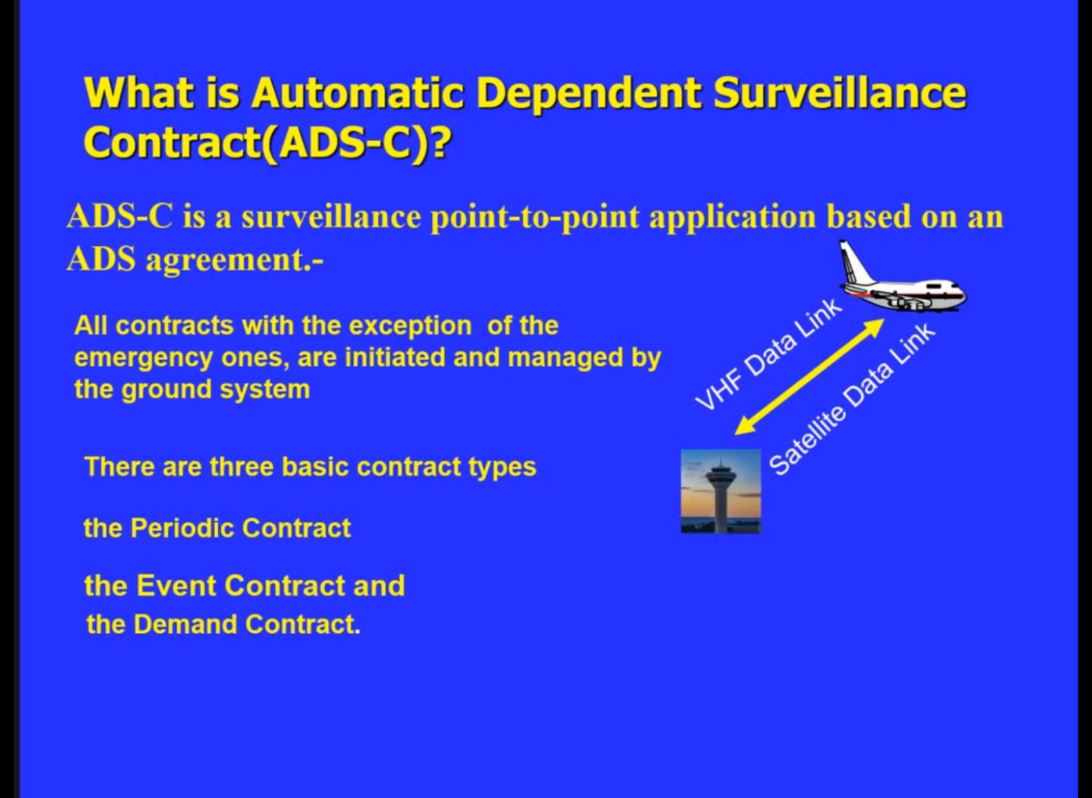Controllers in some systems have the ability to alter the periodic reporting rate to cater for situations such as traffic density, where a higher or lower reporting rate is required.